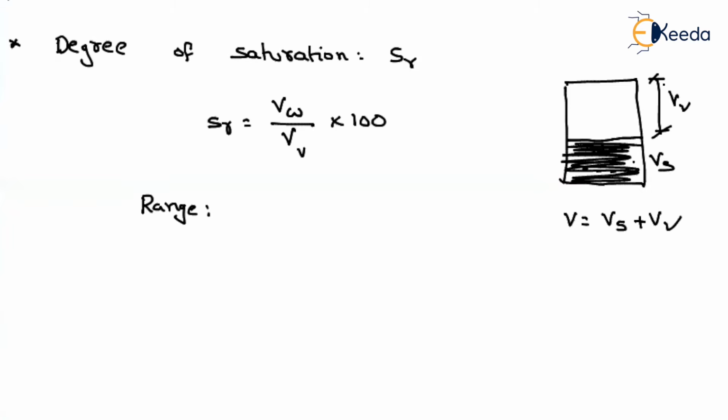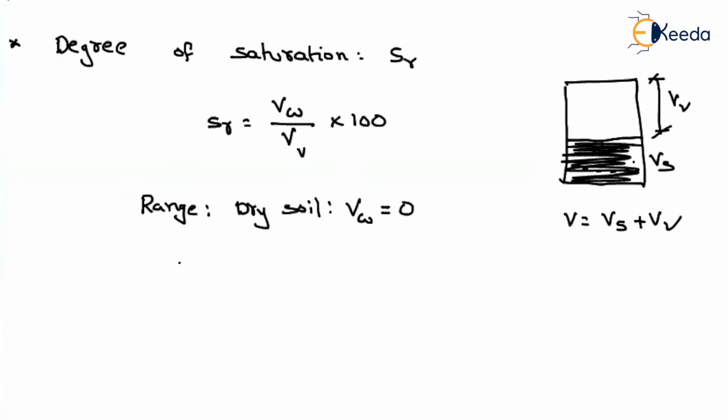If I am talking about dry soil, the name itself implies there is no water. That means the entire volume of voids is filled with air. So if the entire void is filled with air, then what about the volume of water? Volume of water will be equal to 0.